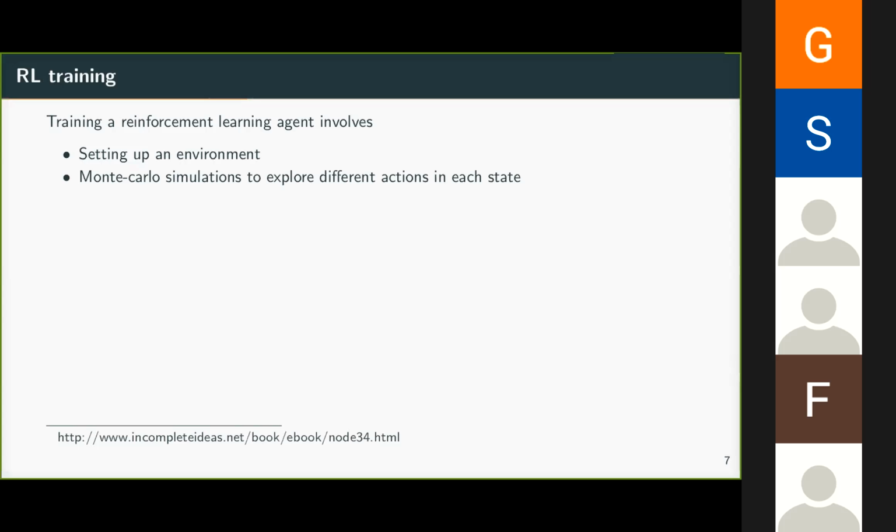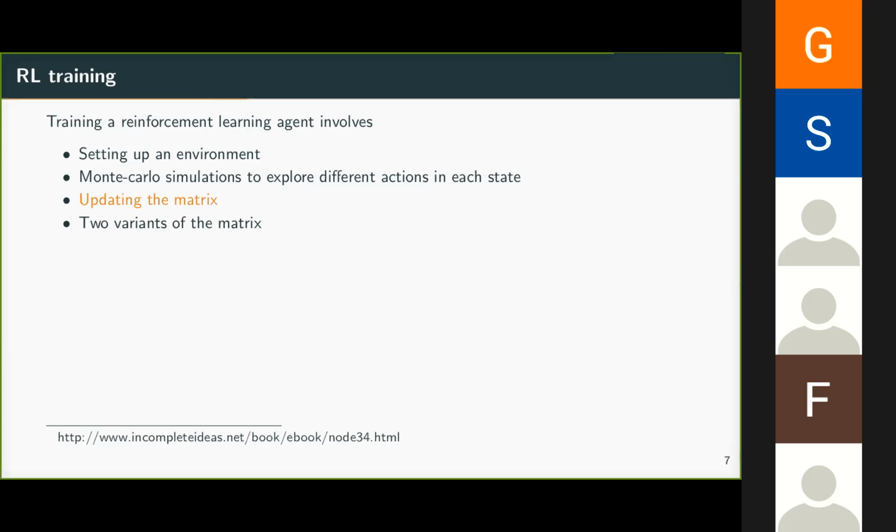And then the Monte Carlo simulations will explore different actions that are possible in each of the states. So there is a state, what are the actions possible in that state? If there are 10 actions possible, Monte Carlo simulations will make sure that you learn all the 10 and you evaluate what is the reward for each of the 10. And we go on to update the matrix that we saw earlier, the state action reward matrix, from the Monte Carlo simulation.